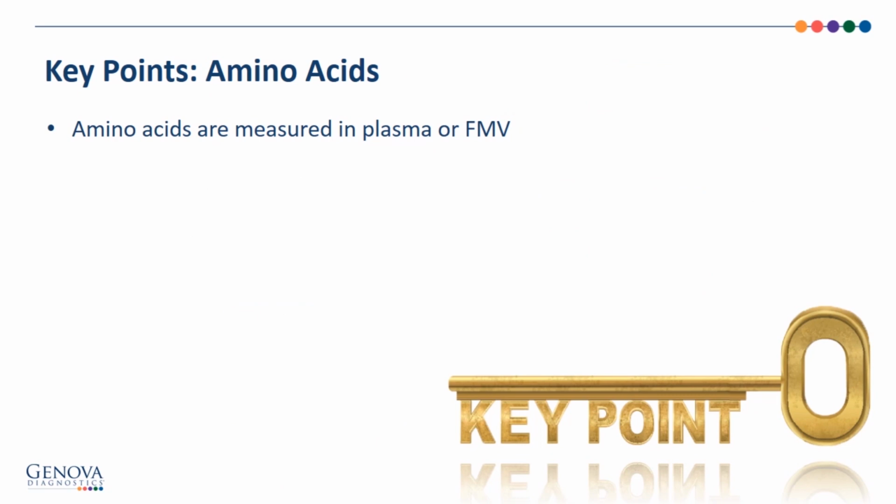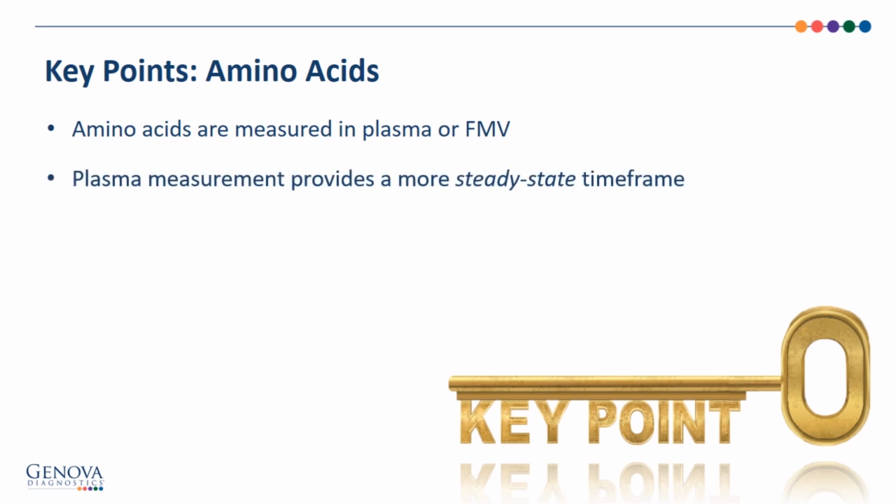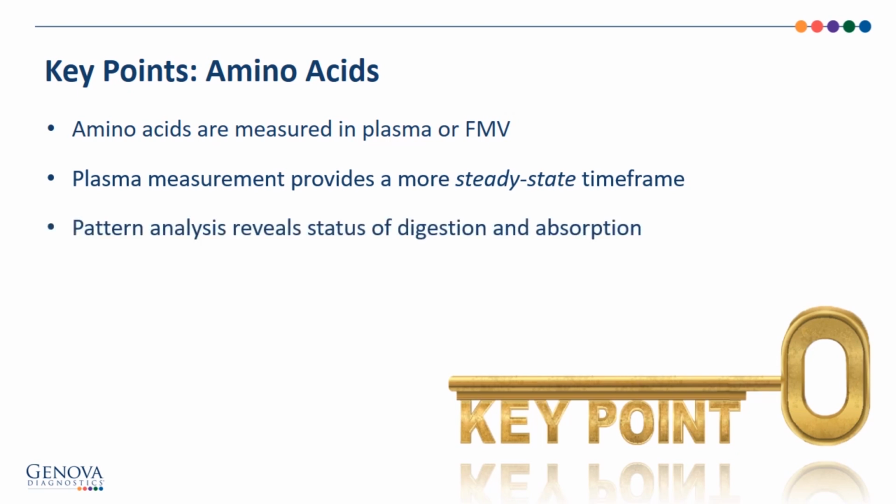The key points for the amino acids. Amino acids are measured in plasma or first morning void. Plasma measurement provides a more steady state time frame. Pattern analysis reveals status of digestion and absorption. Amino acids are the precursors to neurotransmitters.